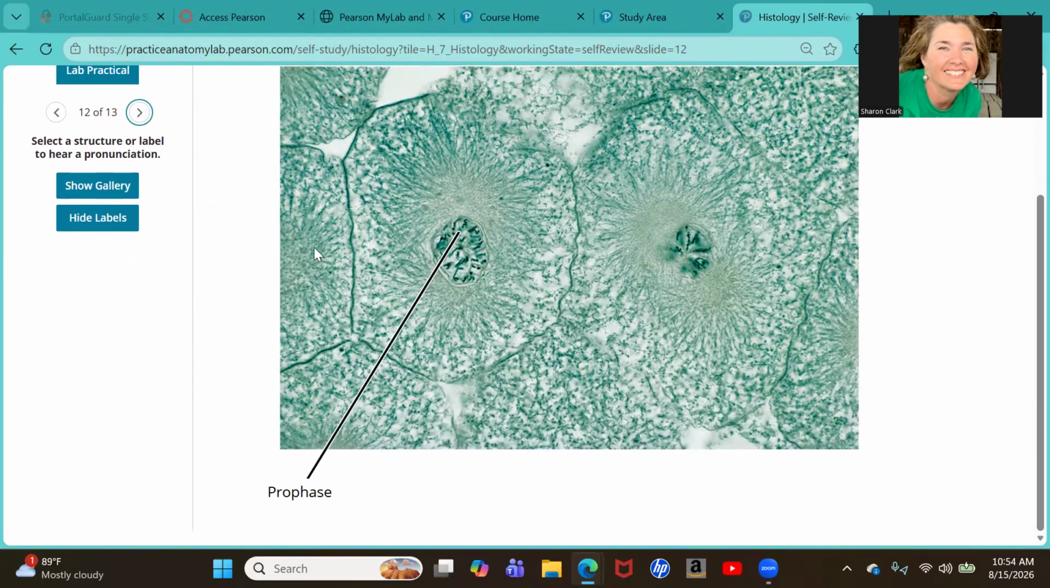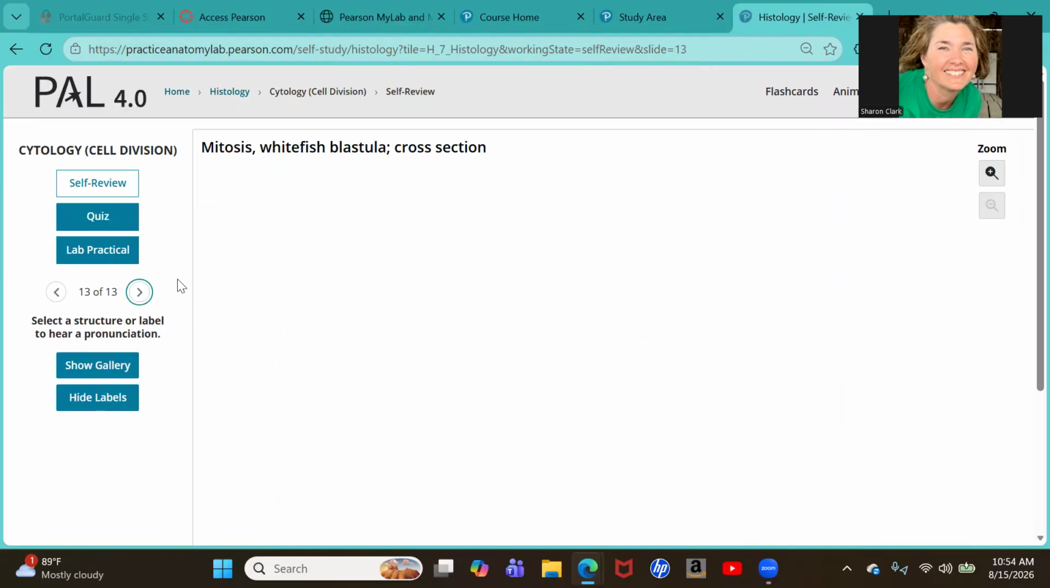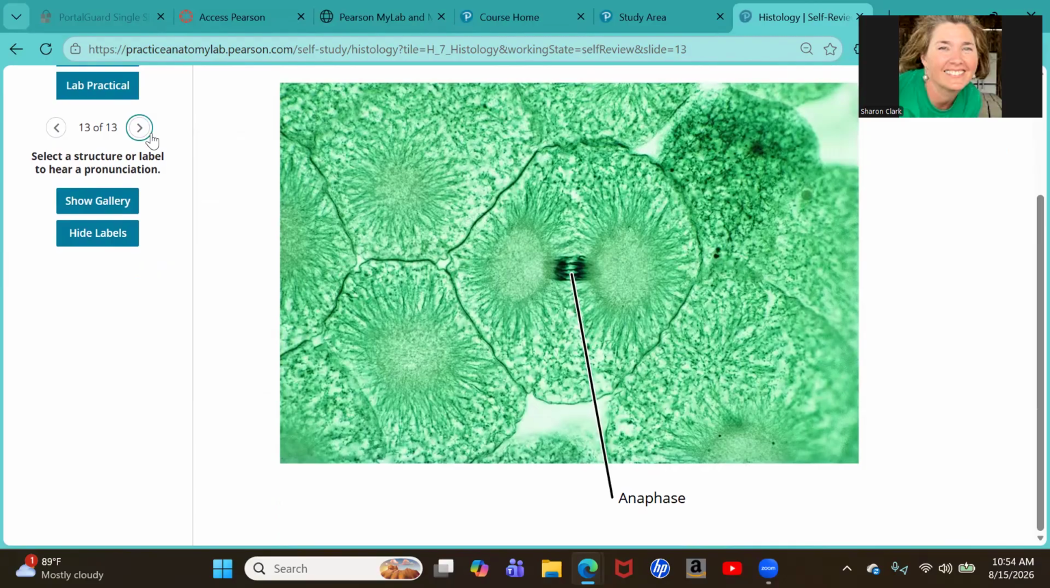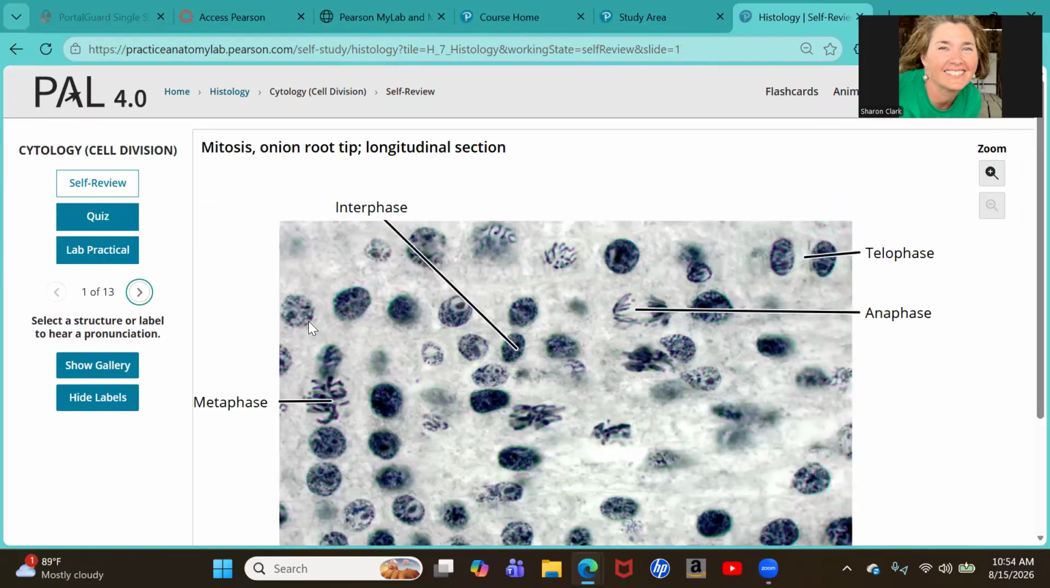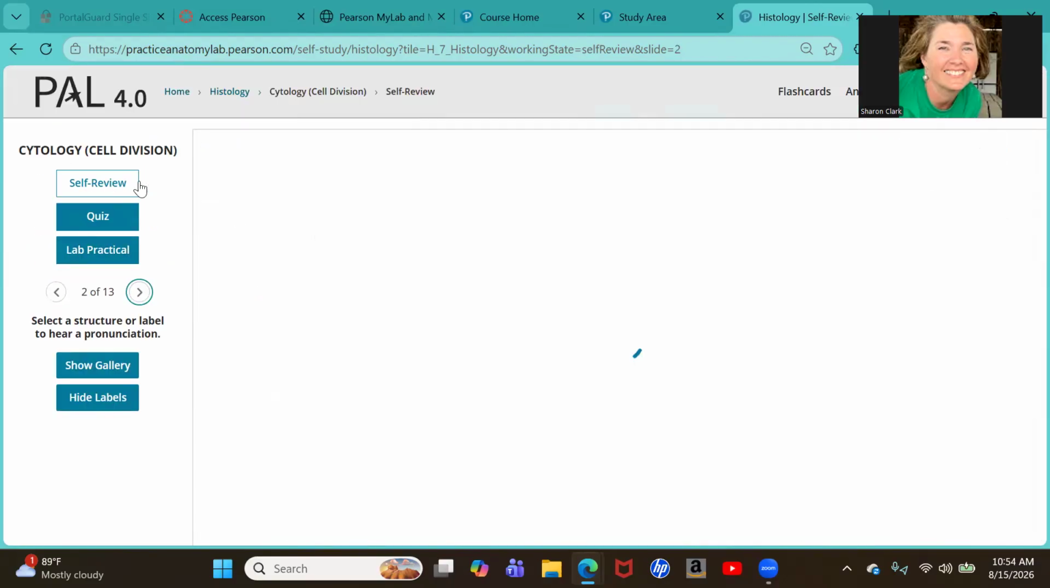That is prophase. Remember, in prophase you begin to see the chromosomes here, but they're not lined up either in the middle or at the ends.